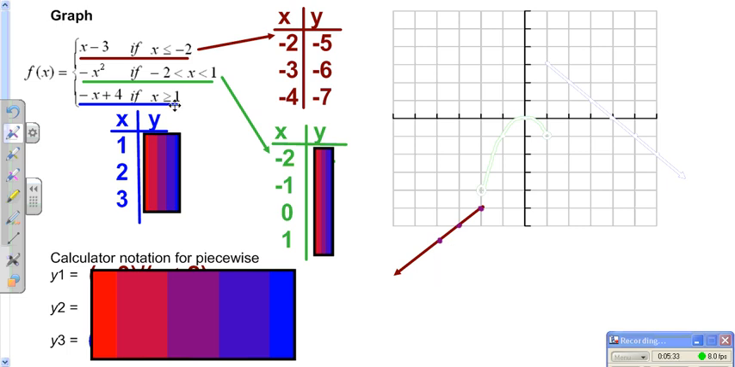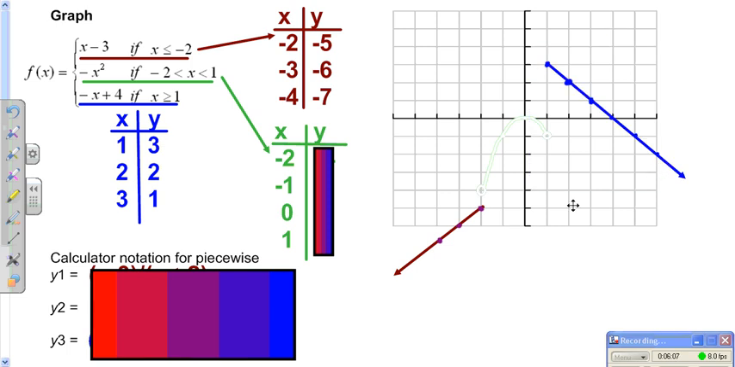Let's take a look at the bottom one. Bottom one says when you choose anything larger than a 1 for your x, you got to use this rule right here. So I chose some values greater than, not -1, +1. Take a 1 and plug it in. We get 3. Take a 2, plug it in. Take a 3, plug it in. Plot those points. Then draw in your line and you get this.